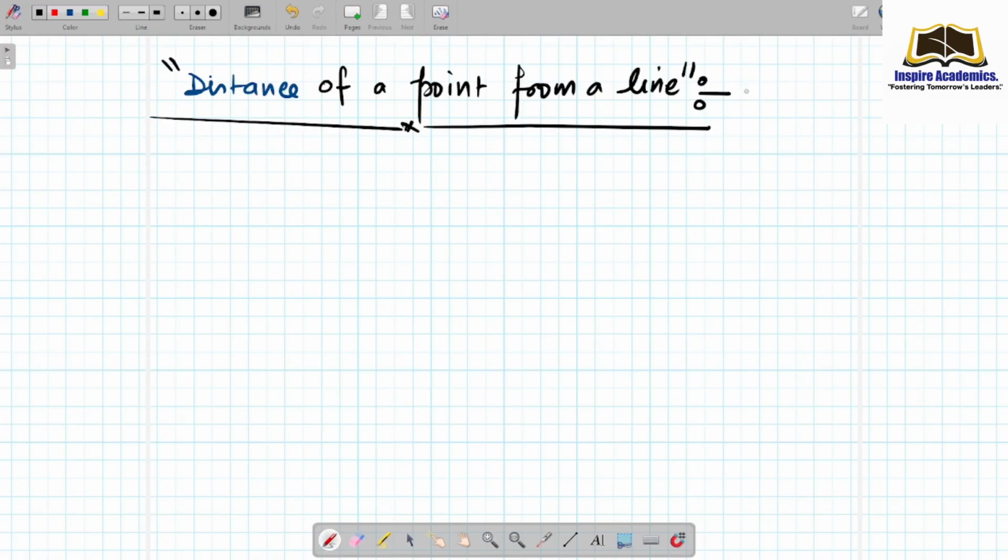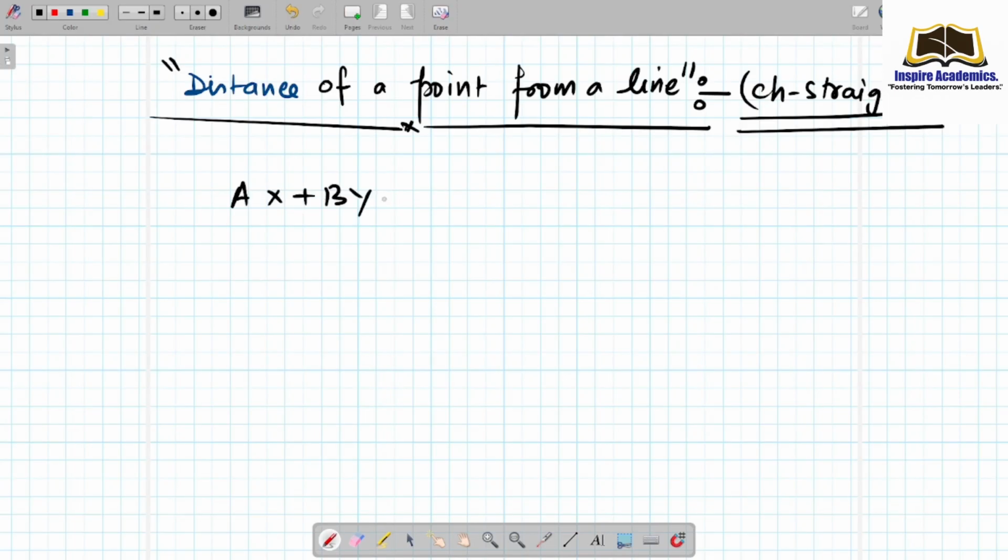We are continuing with your chapter, and the chapter is straight lines. Any line can be represented by ax plus by plus c equal to 0. You already know it, right? And we are interested to know a distance from a point. Let us say the point is represented by P having coordinates x1, y1.